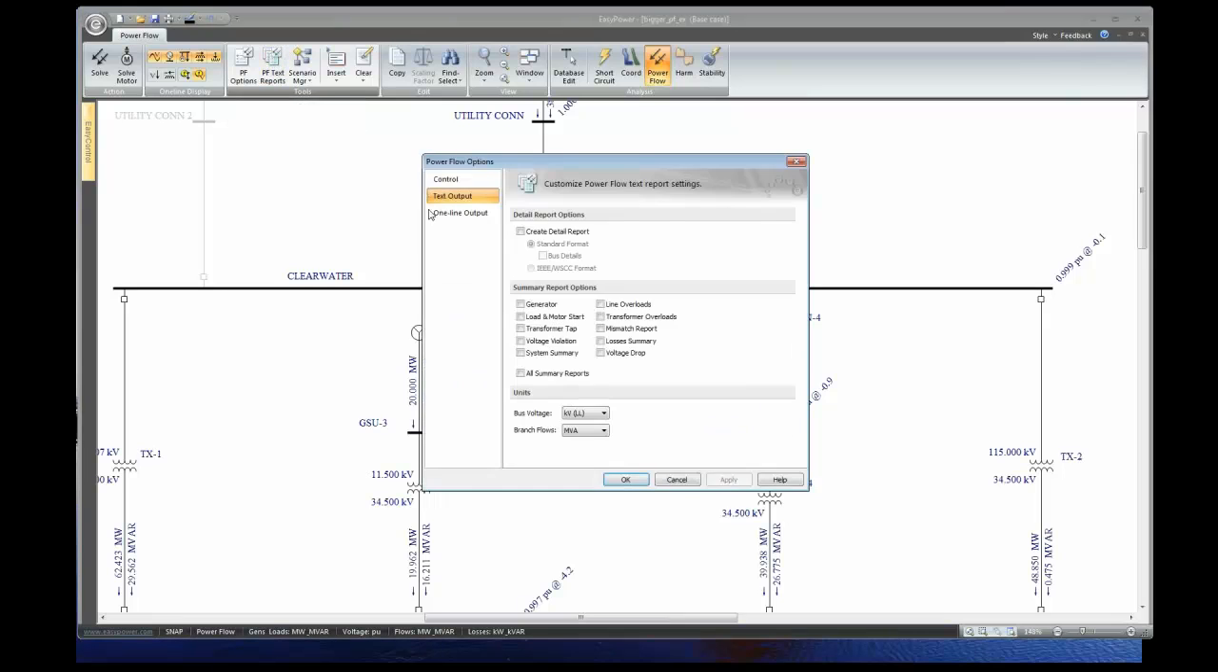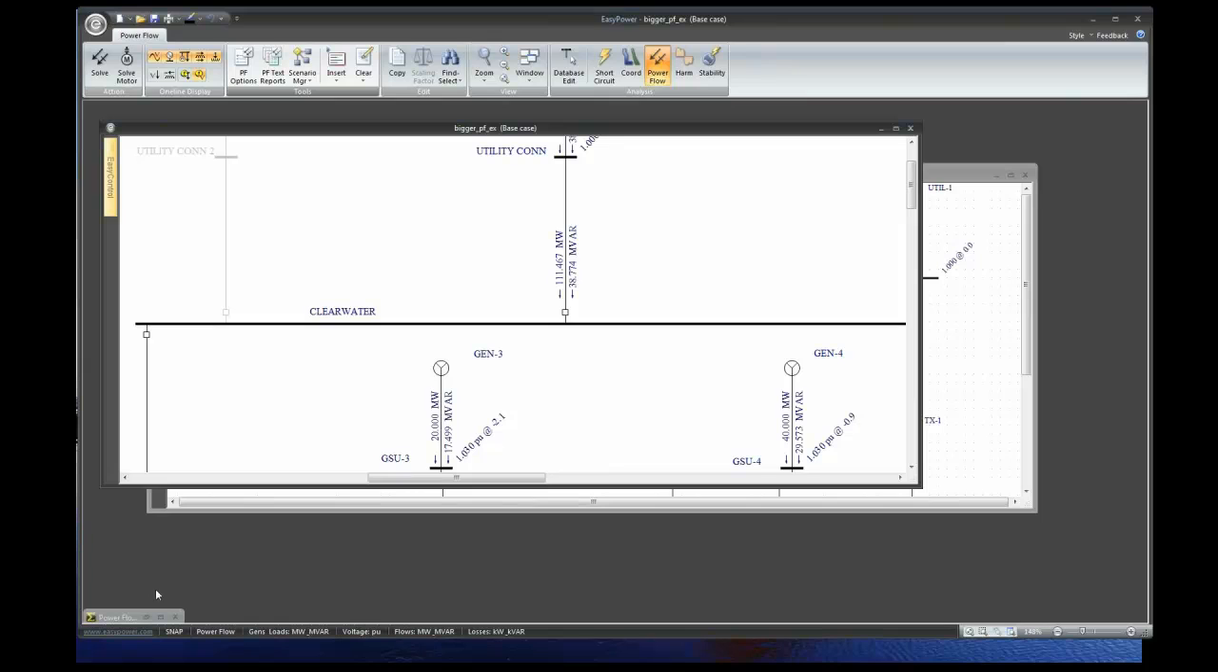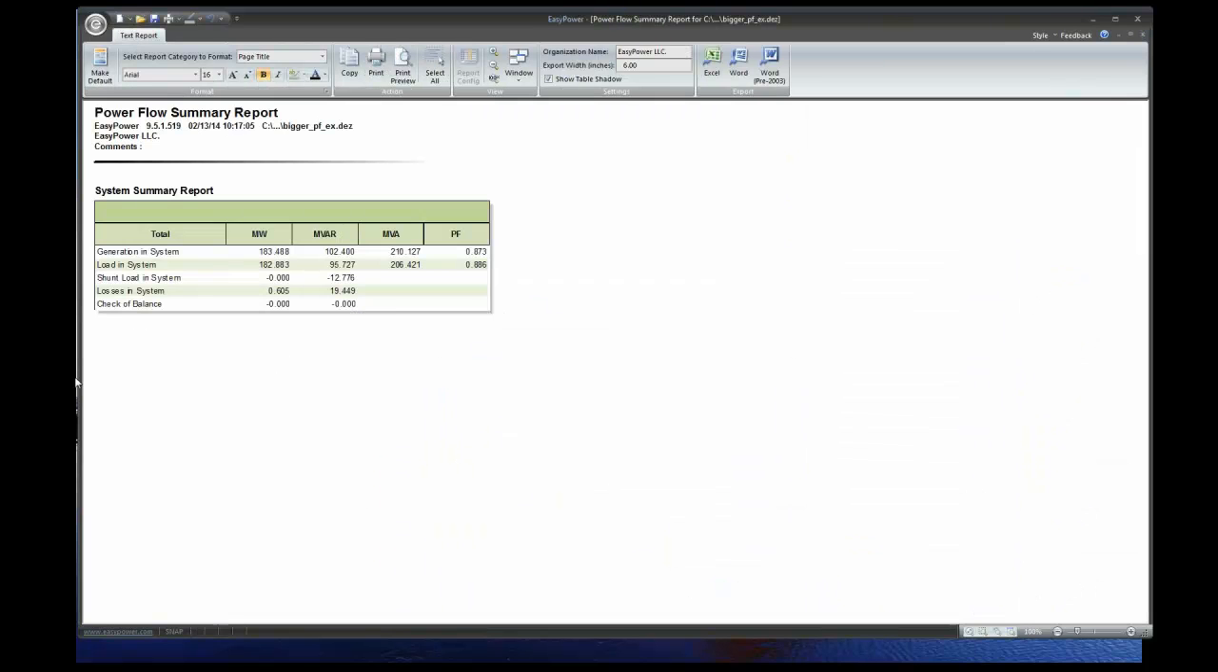Let me go to my text report here. If I run a system summary report, this is what it's going to look like. Here's my megawatts. I have 183 total generation. Here's my load, and here are my losses. Those have to balance out, and here's the check, 0. So that balances out. Same with the VARs. They have to balance out, right?